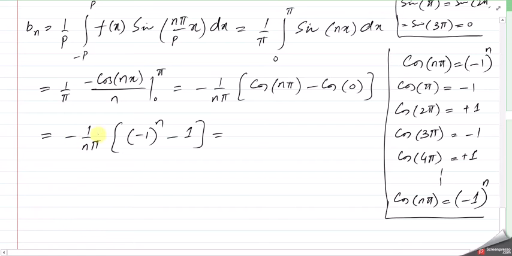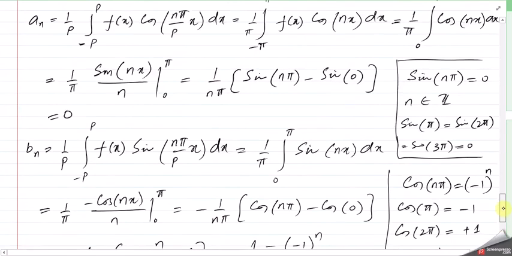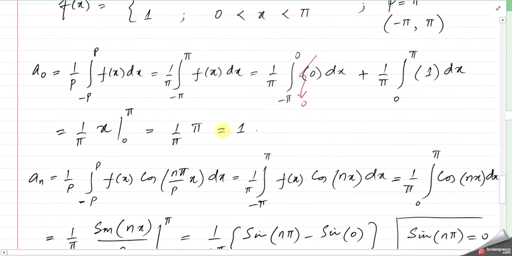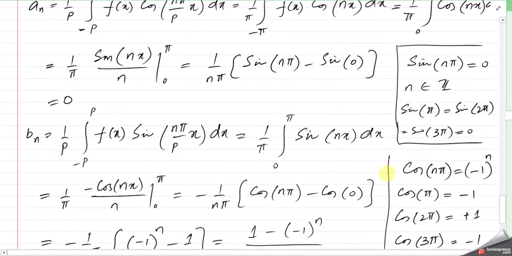We can bring this minus inside if we would like to, otherwise we can leave the answer where it is, or we can do one more step, and this becomes plus and this becomes minus over n pi. Right, so now we have a naught, which is 1, we have an, which is 0, and we have bn, which is over here.